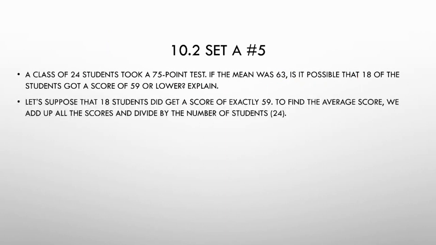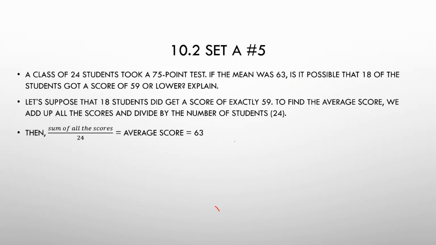So let's suppose that 18 of the students got a score of exactly 59. To find the average score, we would add up all the scores and divide by the number of students. We know the number of students is 24. So the sum of all the scores divided by 24 gives us the average score, which we know is 63.